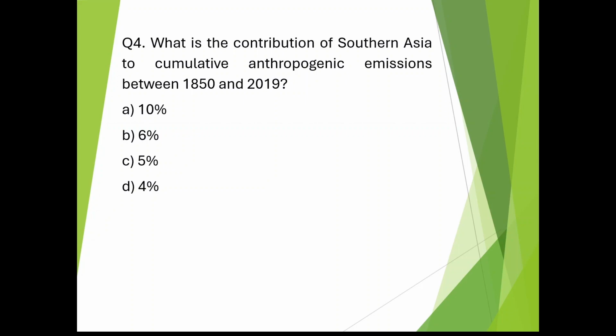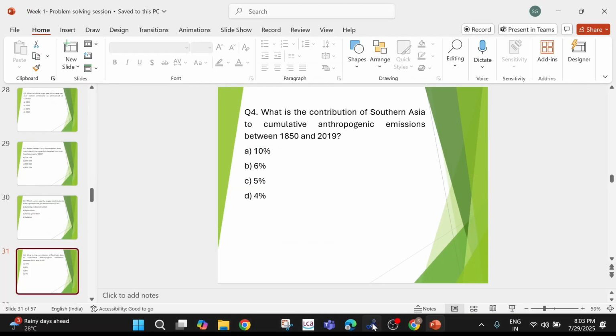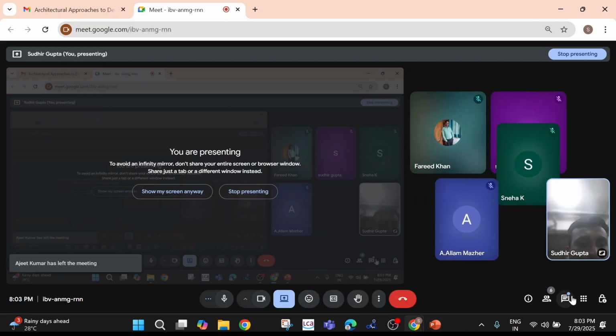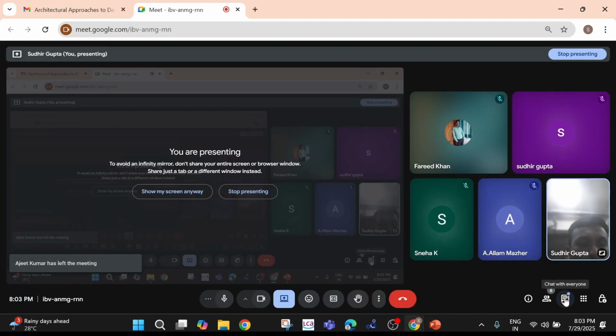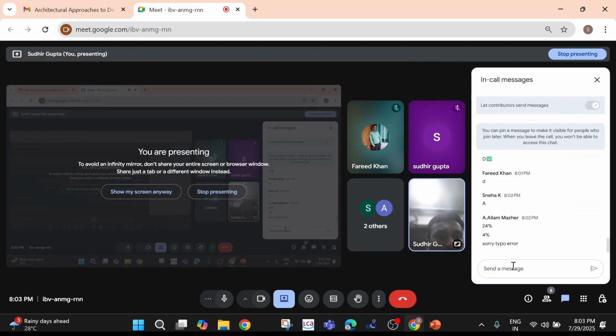Southern Asia, including our country India, has contributed only about 4% to the historic net anthropogenic emissions from 1850 to 2019, despite having nearly 24% of the world population. Okay, so I think now this question is also clear. 4% is the correct answer. Okay, so can we move to the next question?